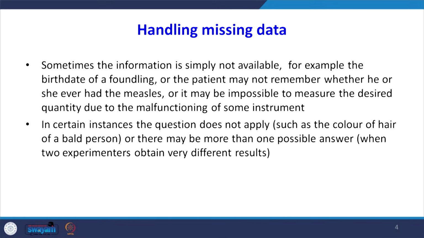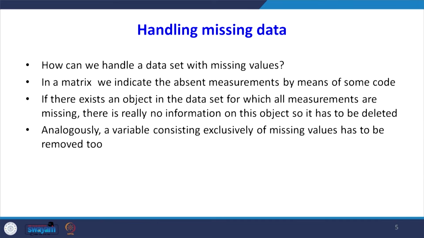Sometimes the information is simply not available. For example, the birth date of a foundling, or the patient may not remember whether he or she ever had measles, or it may be impossible to measure the desired quantity due to the malfunctioning of some instrument. In certain instances the question does not apply, or there may be more than one possible answer when the experiments obtain very different results. So how can we handle a data set with missing values? That is the important question now.